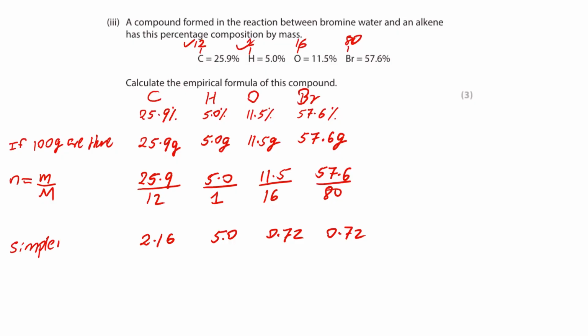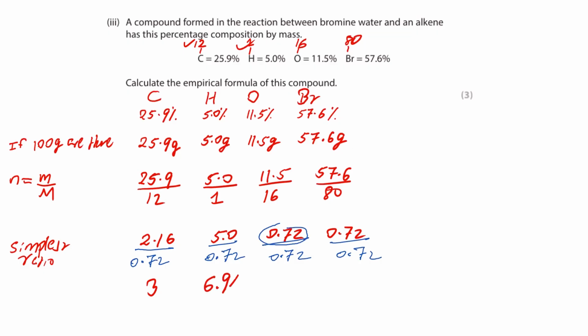Now you have to take the simplest ratio. How to take the simplest ratio between these moles? You take the smallest value. What is the smallest value? 0.72. You divide everything by 0.72. 2.16 divided by 0.72 is 3. 5 divided by 0.72 is 6.94. It's very close, so we can say it's almost 7. 0.72 divided by 0.72 is 1, and the other 0.72 divided by 0.72 is 1.